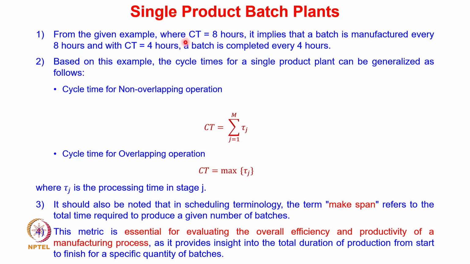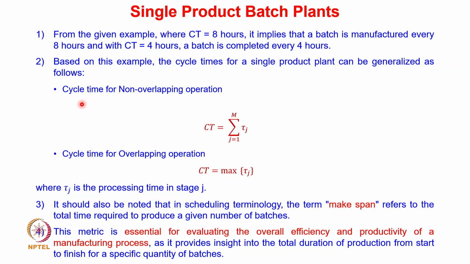So from the given example where CT is 8 hours, it implies that the batch is manufactured every 8 hours, and with cycle time of 4 hours, the batch is completed every 4 hours, isn't it? So every 4 hours there will be one batch completion, isn't it? So based on this example, the cycle times for the single product batch plant can be generalized as follows.